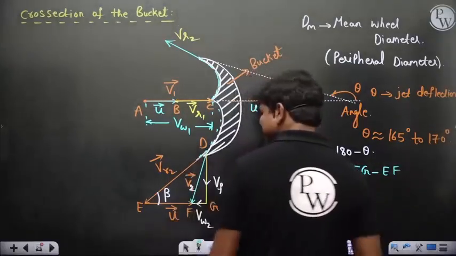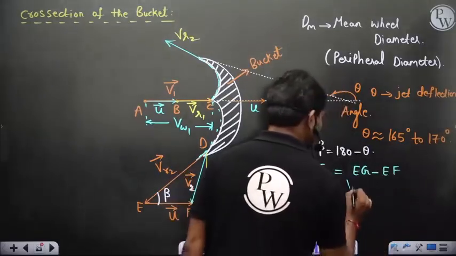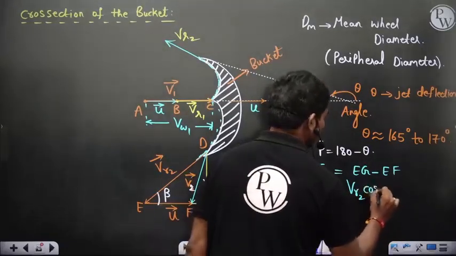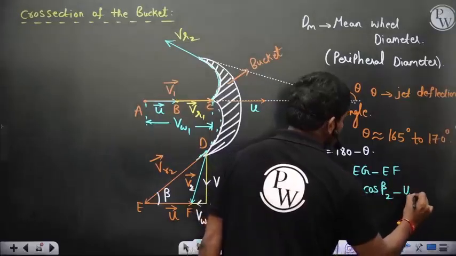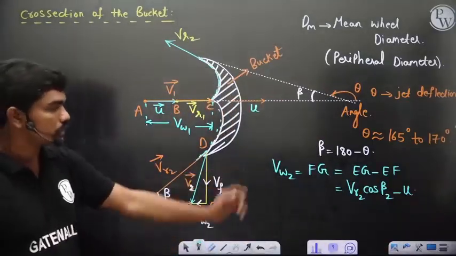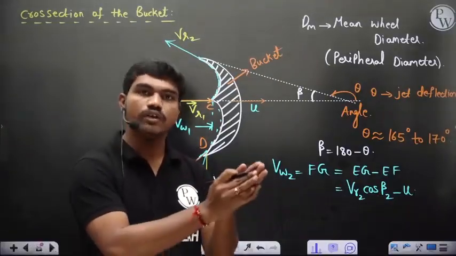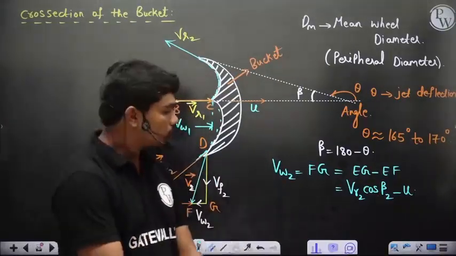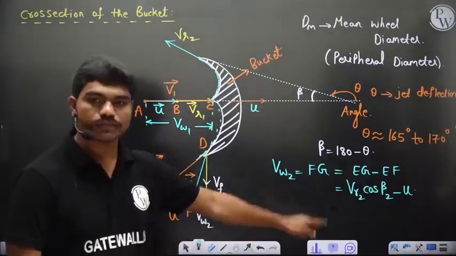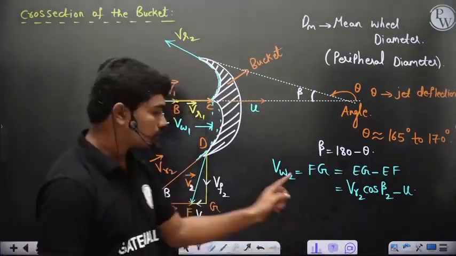Okay, so what is EG? EG is this complete length, which is VR2 cos beta 2 minus U actually here. Okay, because EF is U, that's it. So VW2 is VR2 cos beta 2 minus U, because we have to do something in terms of known quantities actually. Of course we don't know what is VR2, but we can calculate. I'll show you. VR2 cos beta 2. So let us substitute here.